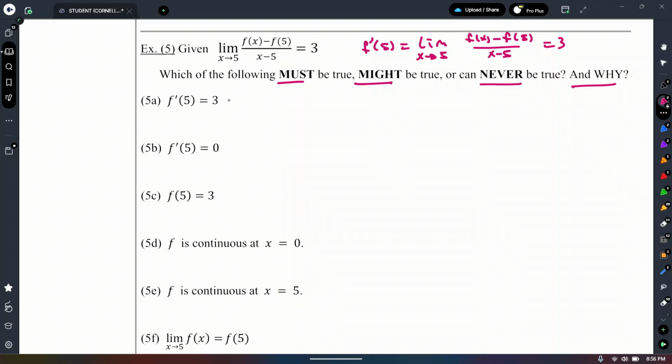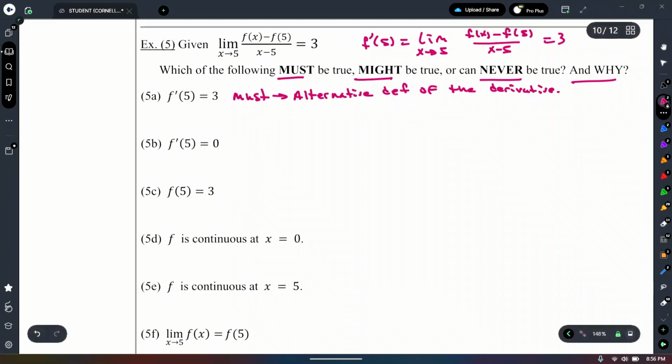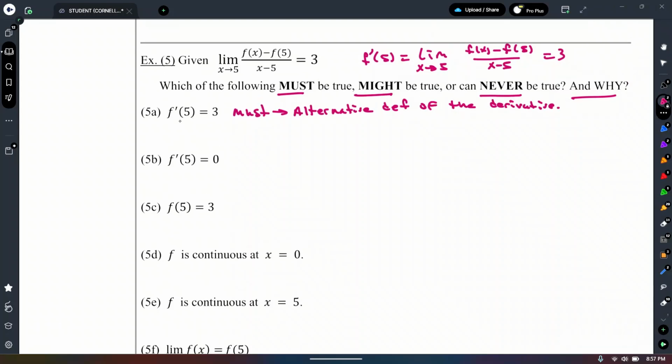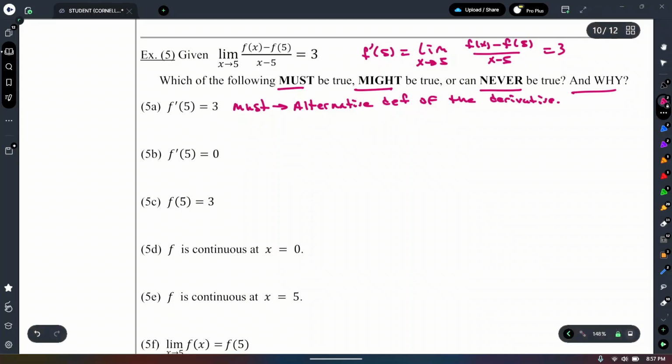Well, that must be true, because that is our alternative definition of the derivative. We're just matching this up. We know that this has to be true because they gave us this, and this is our alternative definition of the derivative. We have f prime of 5 is equal to 0. Well, we know that can't be true, so this is going to be never. And the justification is simply f prime of 5 is equal to 3.